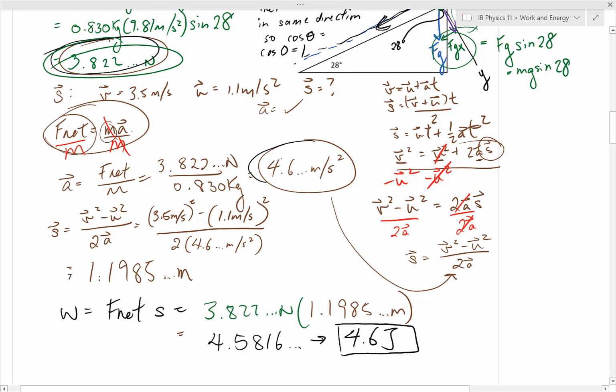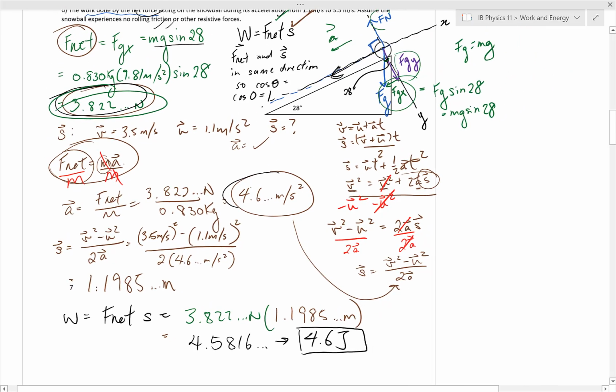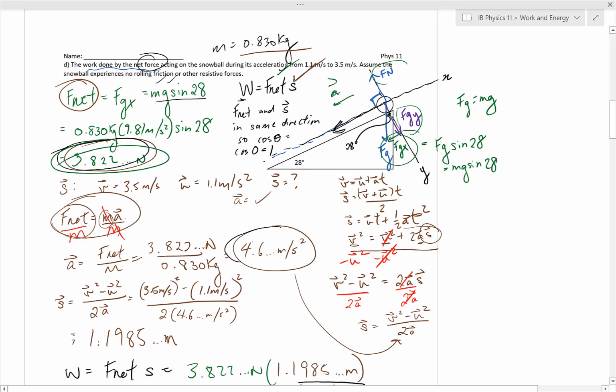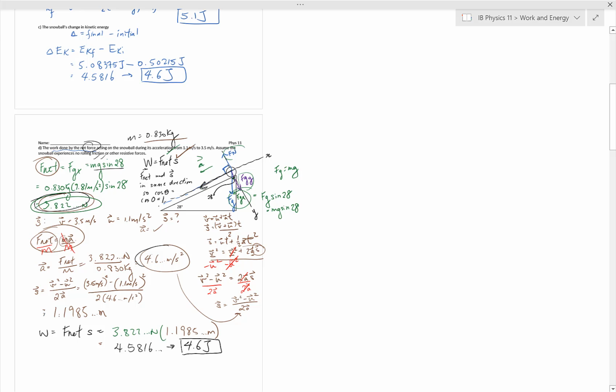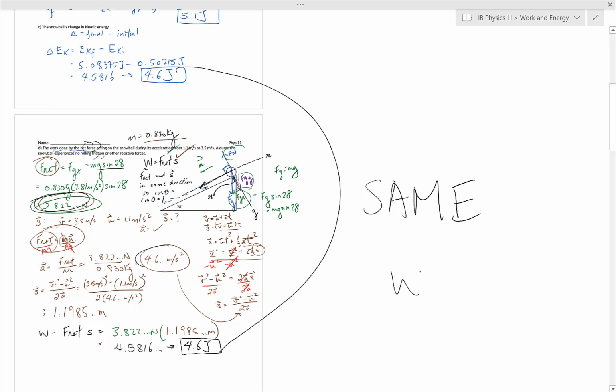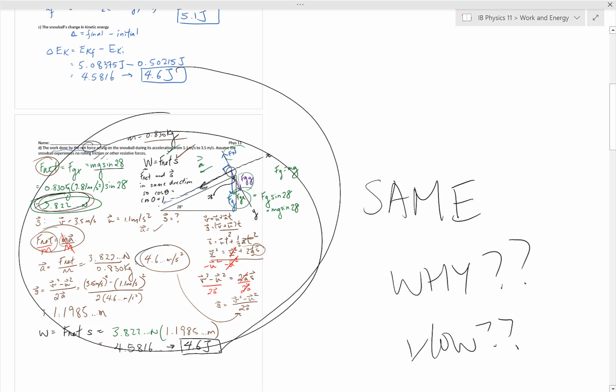Wait a minute. Where else did we see that value again? Let's go back. Oh my gosh. Isn't that just the snowball's change in kinetic energy? These are the same. Why? And how? And pretty much, that just means that I did all this work here for nothing. I could have just found the change in kinetic energy, and that gave me the work done by the net force acting on the snowball? What? A shortcut? Ooh, we love shortcuts.